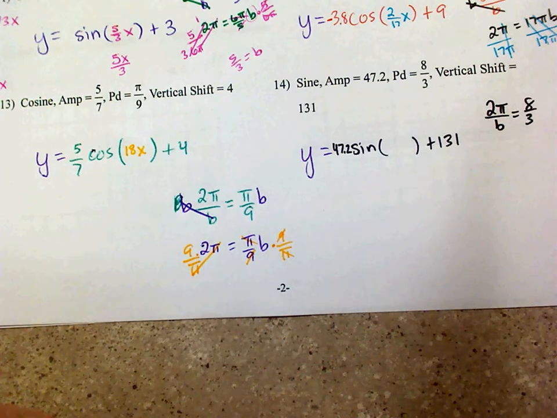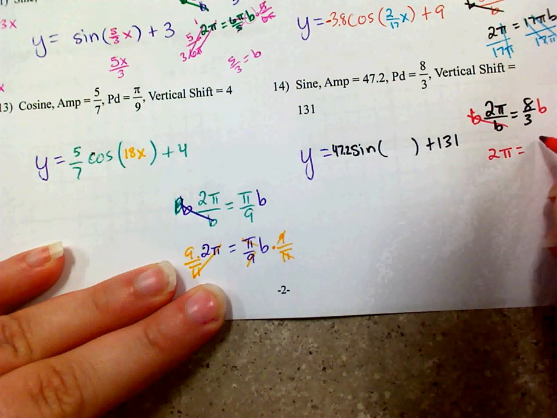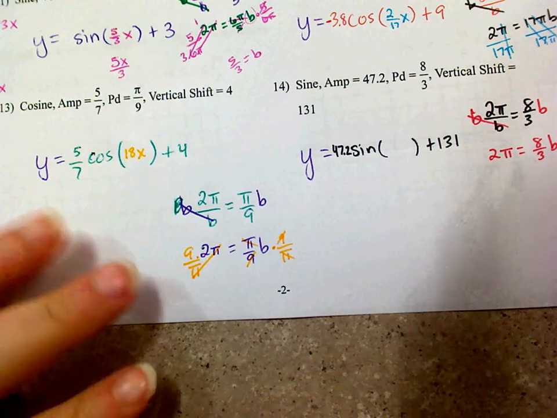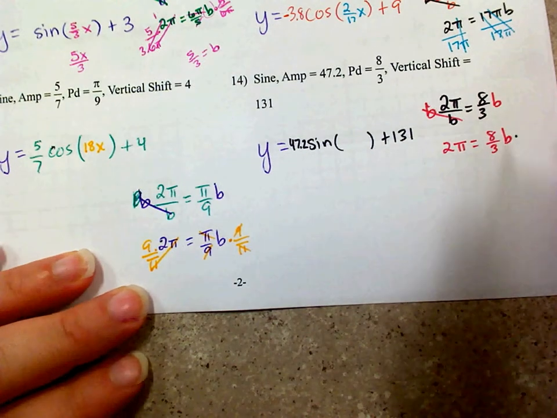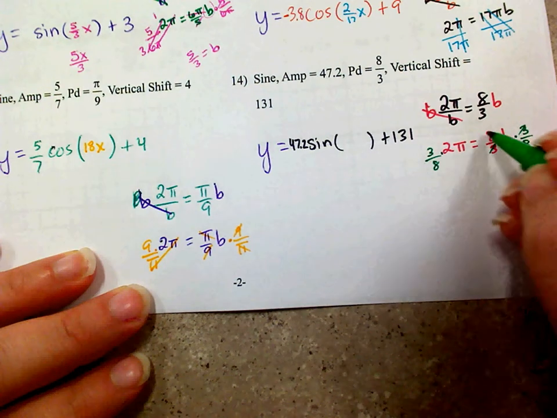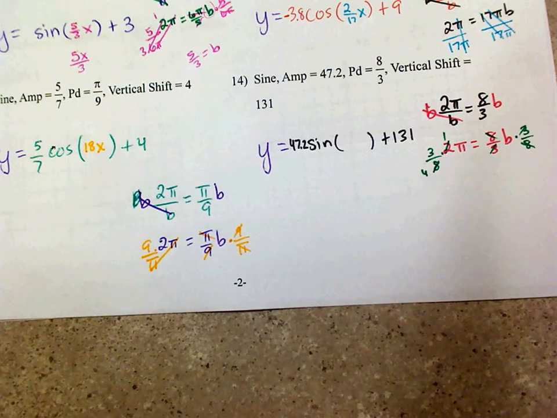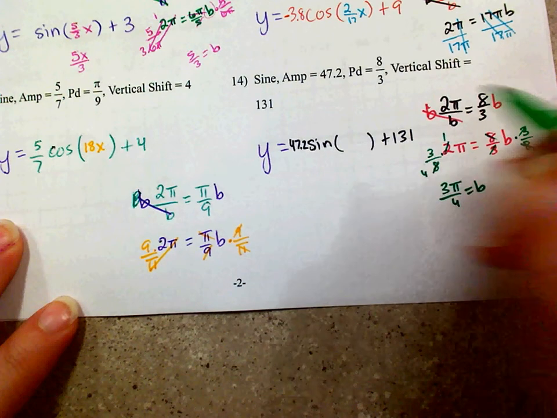So I multiply by b. Let's cancel out. 2 pi equals 8/3 b. You want to get b by itself, which means you want to get rid of 8/3. So the opposite of multiplying by 8 is to divide by 8. The opposite of dividing by 3 is to multiply by 3. So I'm going to multiply by 3/8. Let's cancel out. 2 and 8 simplify to 1 and 4. If you go ahead and do 6/8, that's fine, but it's got to be simplified. So it's 3 pi over 4 equals b. So 3 pi over 4 x. And there's my equation.